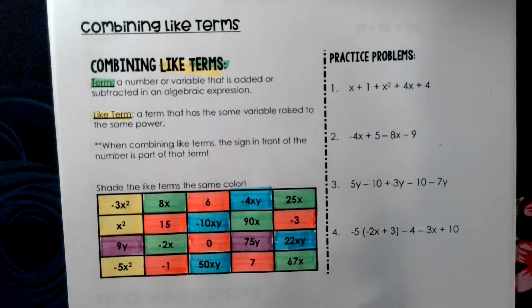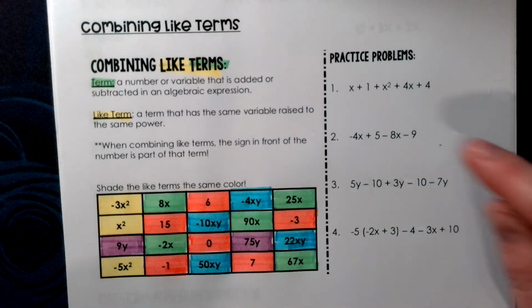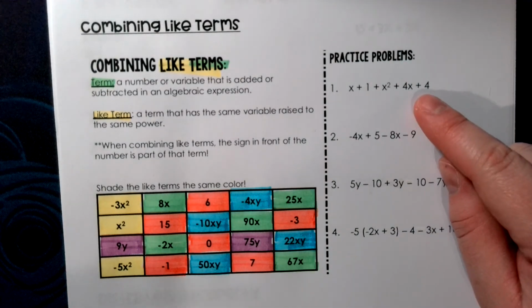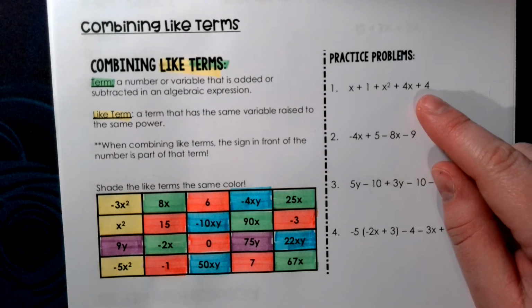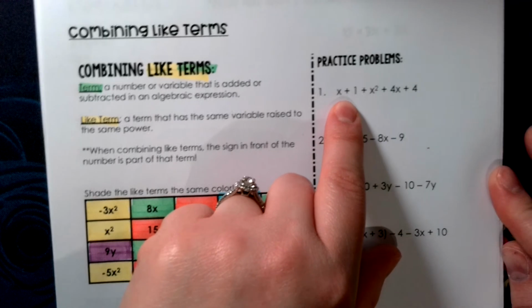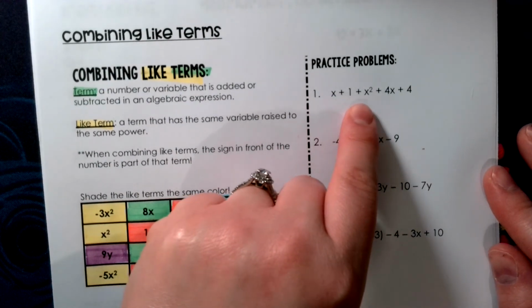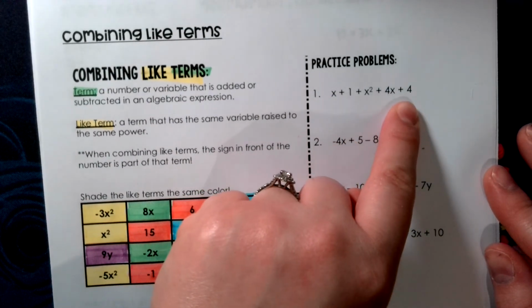Those are all my like terms. That's the hardest part, is identifying the like terms. Now we're going to come over here and we're going to start actually combining them together, not just identifying them. So first we have x plus 1 plus x squared plus 4x plus 4.